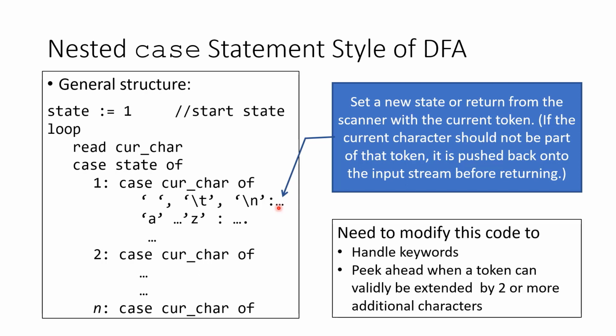And two aspects of the code typically deviate from the strict form of a formal finite automaton. One is the handling of keywords. The other is the need to peek ahead when a token can validly be extended by 2 or more additional characters, but not by only 1. So we will discuss these two aspects in the next slides.